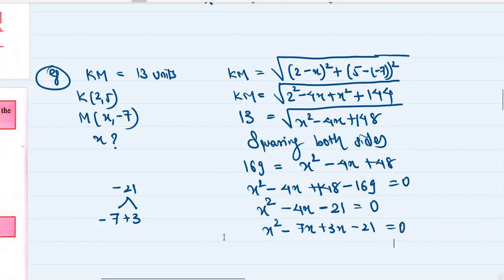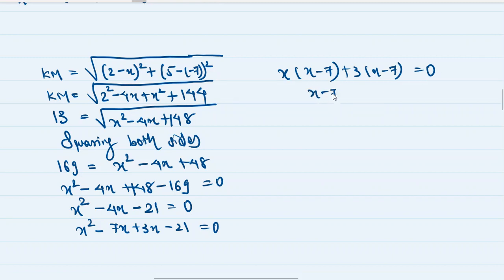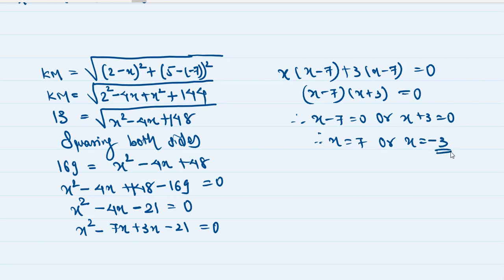That's the method of solving a quadratic equation. Let's solve it further. So x bracket x minus 7, I'm taking out common, plus 3 bracket x minus 7 is equal to 0. So (x minus 7)(x plus 3) is equal to 0. Therefore, x minus 7 is equal to 0, or x plus 3 is equal to 0. Therefore, x is equal to 7 or x is equal to minus 3. So these are the values of x.